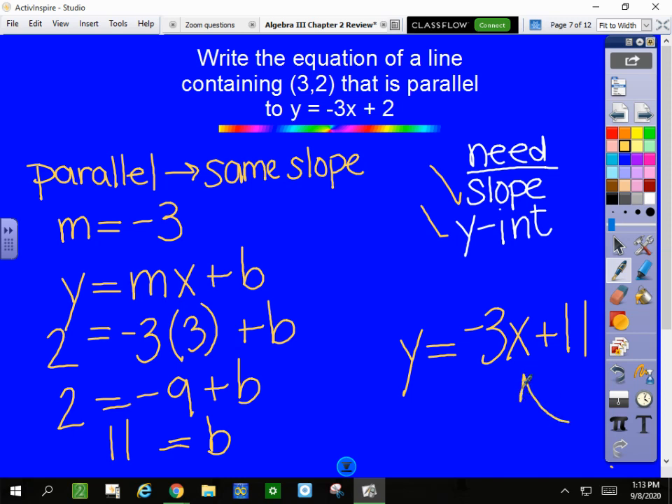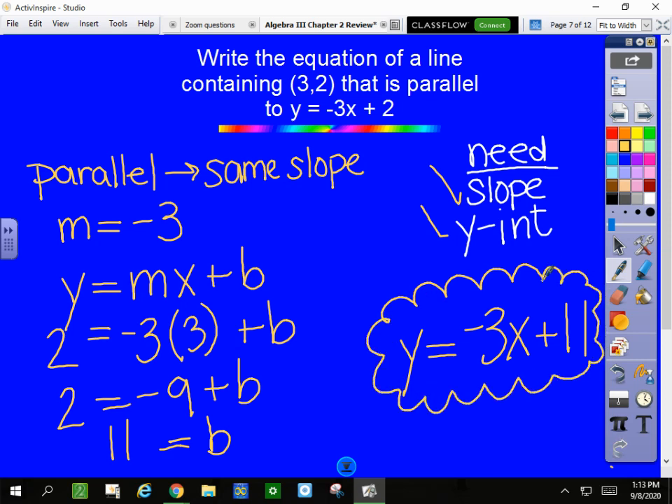If we plugged in 3 and 2, we should get a true statement. Or, said another way, if I plug in 3 right here, I had better get 2 for y, because right here, it says that (3, 2) should fit that equation. That's a good way to check your work without going back and looking at every little step. Sometimes if you made a mistake, you don't see it yourself, but you could take this equation right here, plug in 3 for x, crunch the numbers, and you should get 2 for y.